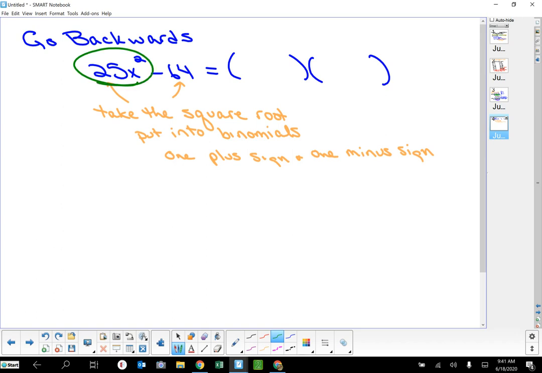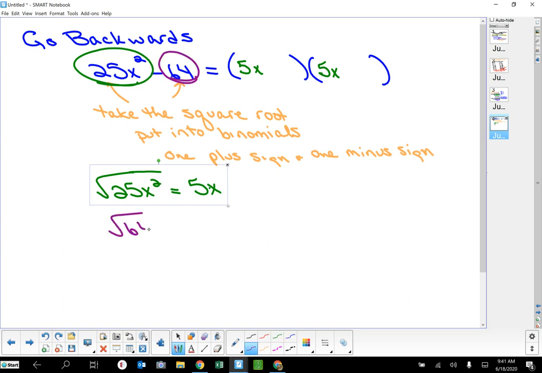So we're going to take this guy, the root of 25x squared. Well, the root of 25 is 5, and the root of x squared is x. So I'm going to take that 5x and put it in the front of both binomials. Then I'm going to take the root of the second number, and the root of 64 is 8, and that's going to go in the back of both binomials, and then one gets a plus sign and one gets a minus sign. How could you check? Oh, this is your answer, by the way.